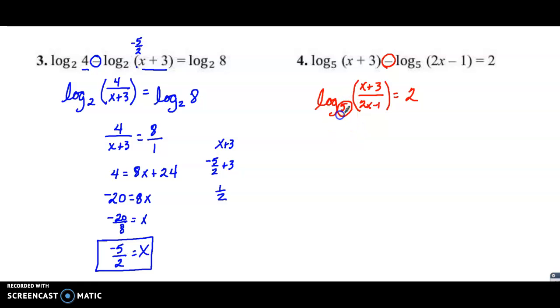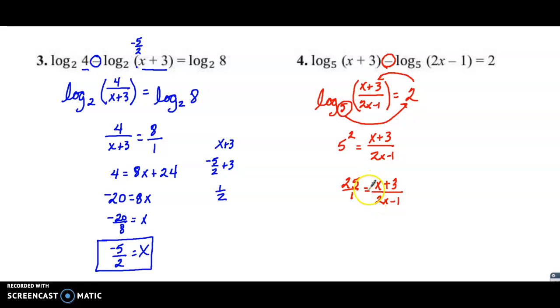So we're going to take our base 5, raise it to this power 2, and it's going to be equal to all that stuff in there, which would be x plus 3 over 2x minus 1, which we know 5 to the 2nd is 25. I can write it over 1 if you like to see those equivalent fractions to be able to cross multiply.